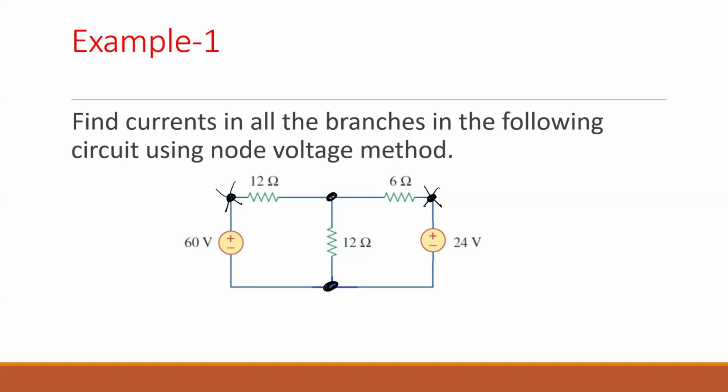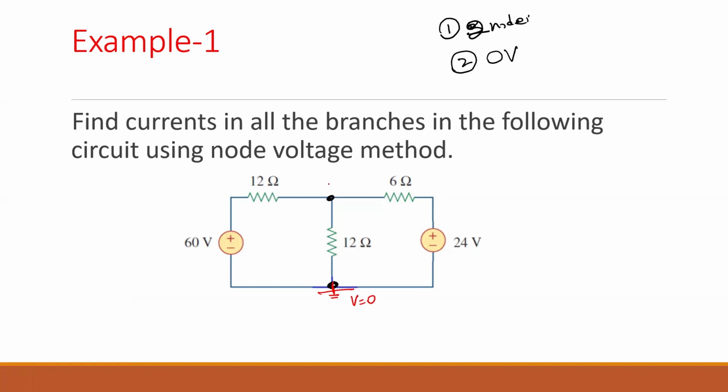Okay, so we have only two nodes. This is 1 and this is 2. The first step is identifying nodes. Sorry, 2 nodes. And then the second step is give 0 volt to one node. We make it the earth. So I'm going to consider this one as my earth, so voltage here is 0.